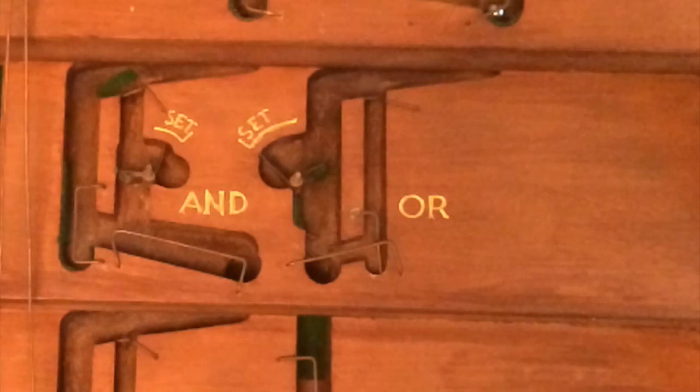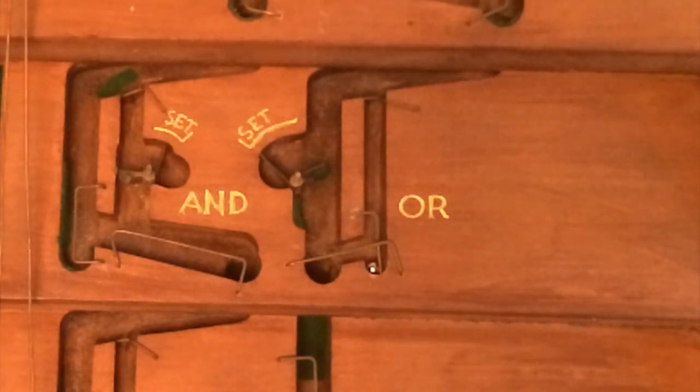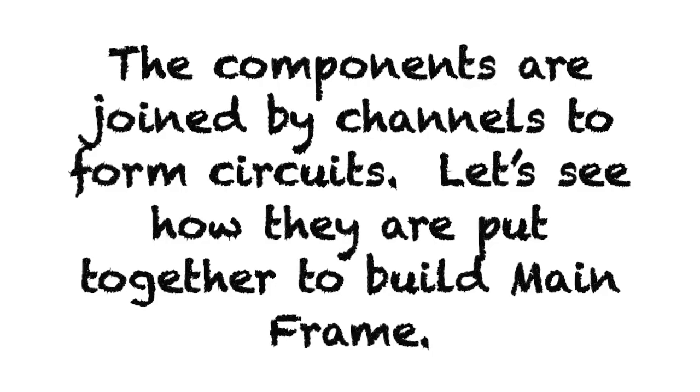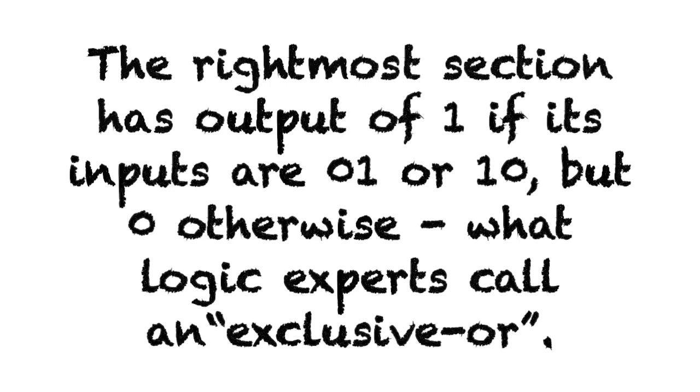All gates are similar to AND gates, but with everything switched around. Thus an OR gate only produces a 0 if both inputs are 0. Here, in slow-mo, is an OR gate with inputs of 0 and 1. The components are joined by channels to form circuits. Let's see how they are put together to build Mainframe. The rightmost section has output of 1 if its inputs are 0, 1 or 1, 0, but 0 otherwise. What logic experts call an exclusive OR.